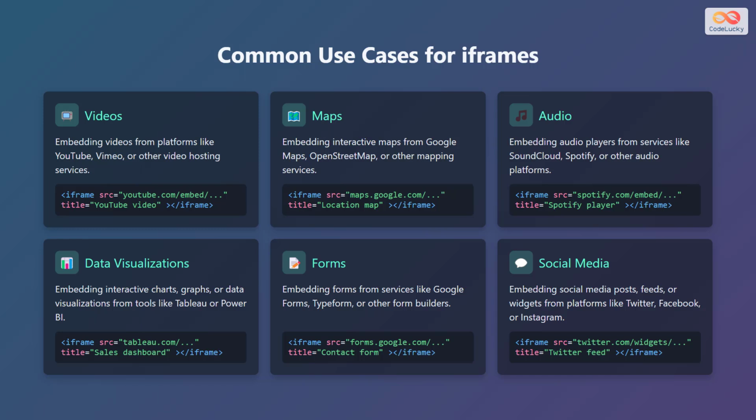And finally, iframes are used to embed social media posts, feeds, or widgets from platforms like Twitter, Facebook, or Instagram. The code looks like this: iframe src equals twitter.com/widgets/ title equals Twitter feed /iframe.